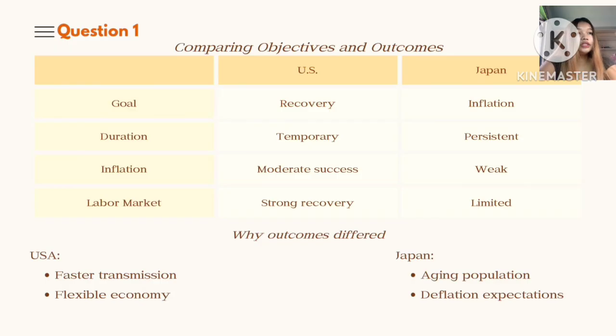Although both countries implemented large-scale asset purchases, outcomes differed considerably. The United States generally experienced stronger labor market recovery and moderate inflation improvements. Monetary transmission worked relatively effectively because labor markets and financial systems were more flexible. Japan, however, faced structural constraints. Aging demographics reduced consumption growth. Persistent deflation expectations discouraged spending, and weak domestic demand limited policy effectiveness. This comparison suggests that monetary policy effectiveness depends not only on policy size, but also on structural economic conditions.